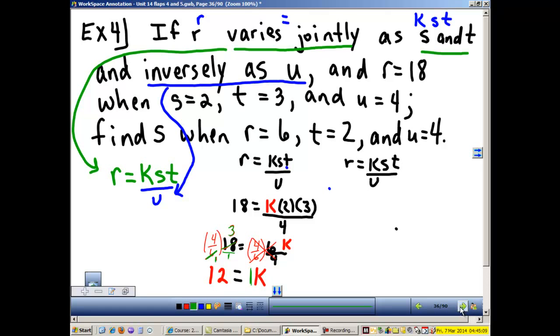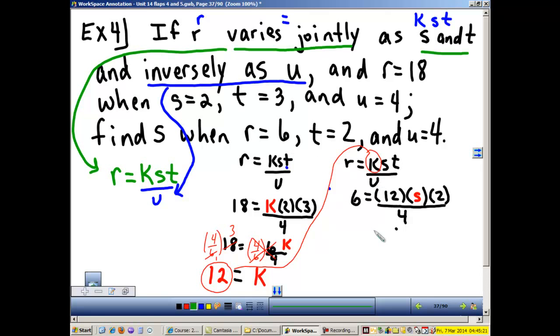Now that I know K is 12, I'm going to plug it into this equation and substitute these variables for their respective numbers to get 6 equals 12 times S times 2 divided by 4. We need to find S. Simplifying, we get 6 equals 24 divided by 4 times S. Well, 24 divided by 4 is 6, and that leaves us 6 equals 6S. Dividing by 6 gives us S equals 1, and that is what we're trying to solve for.